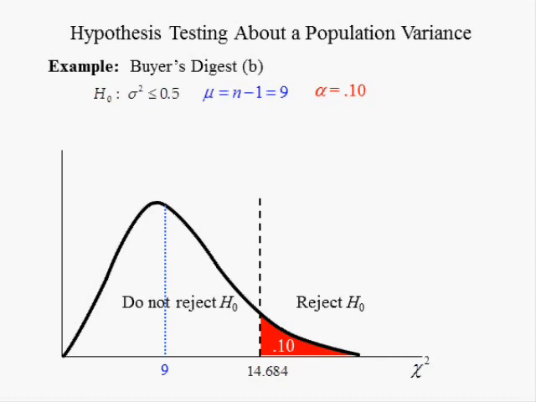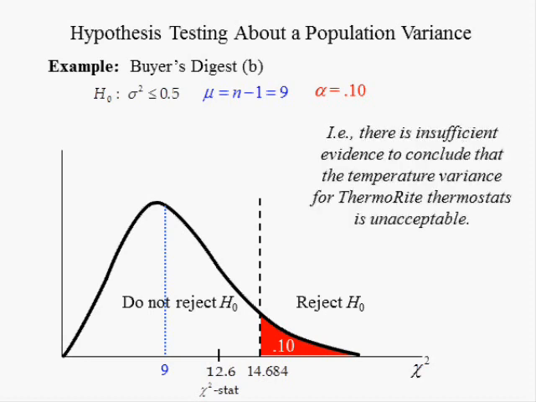The critical value defines the do not reject the null and reject the null regions. Since chi-square stat is in the do not reject the null region, the null hypothesis is not rejected at the 10% significance level. That is, there is insufficient evidence to conclude that the temperature variance for Thermorite thermostats is unacceptable.